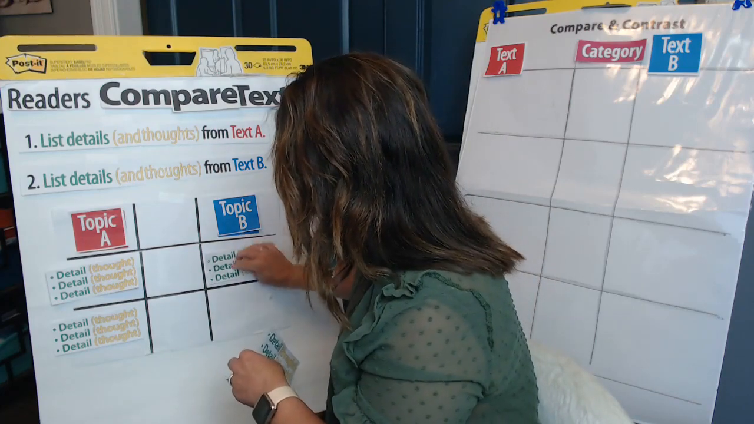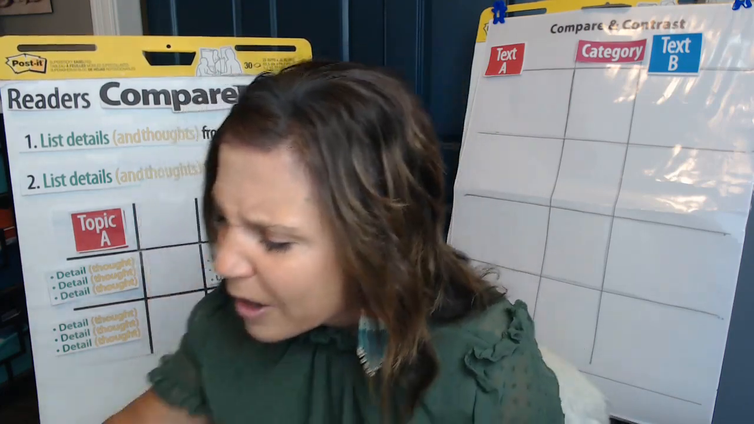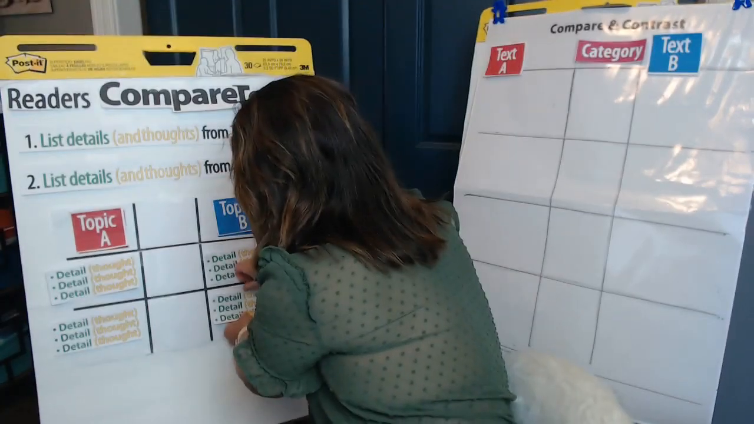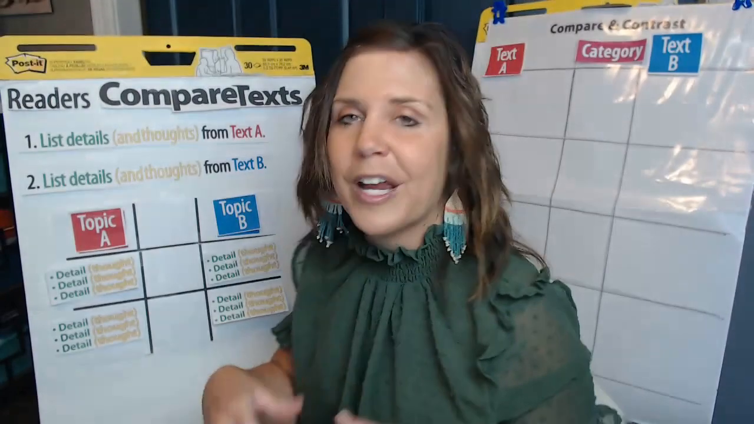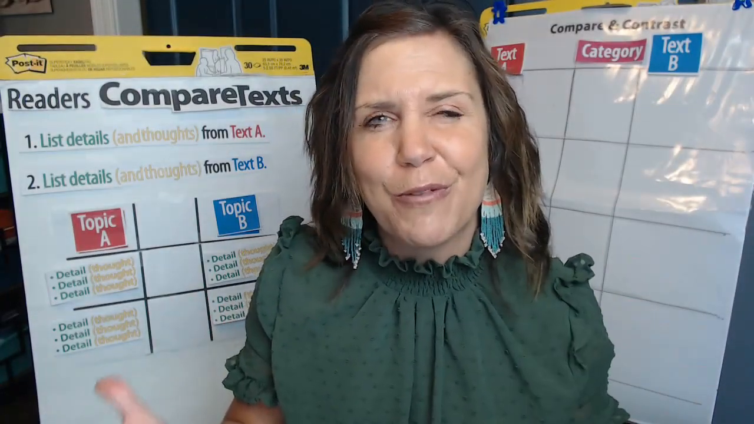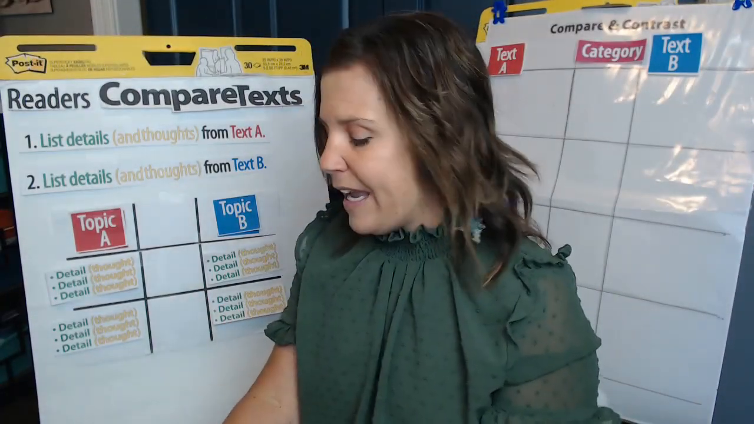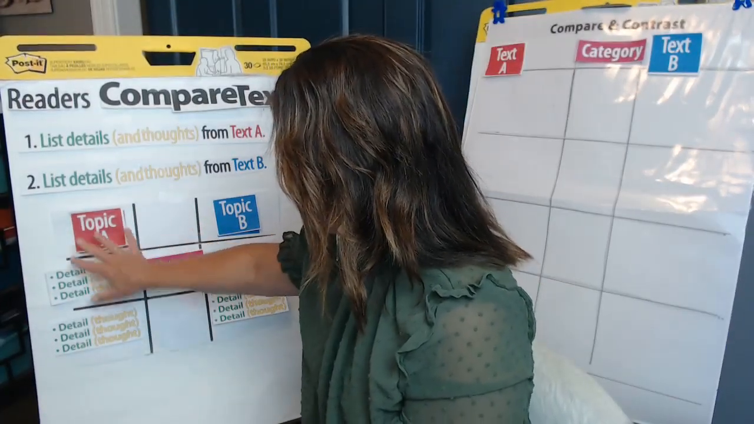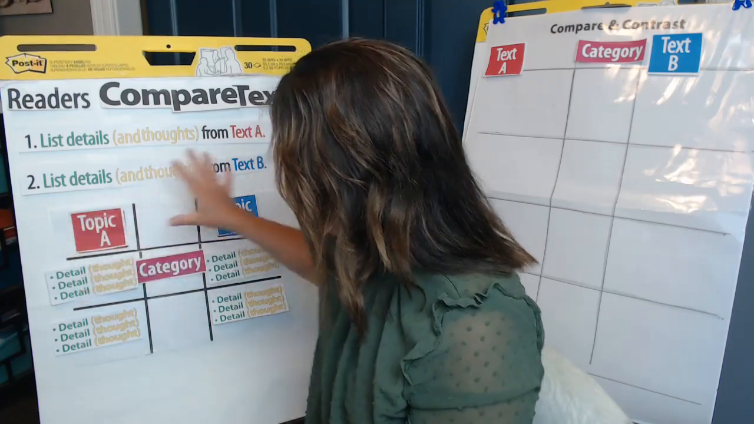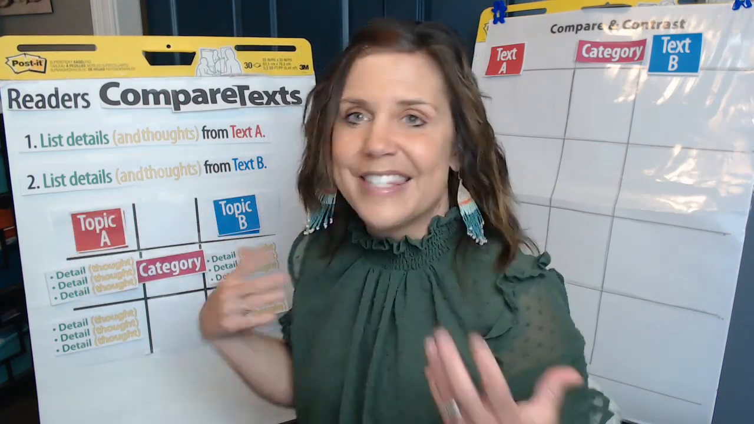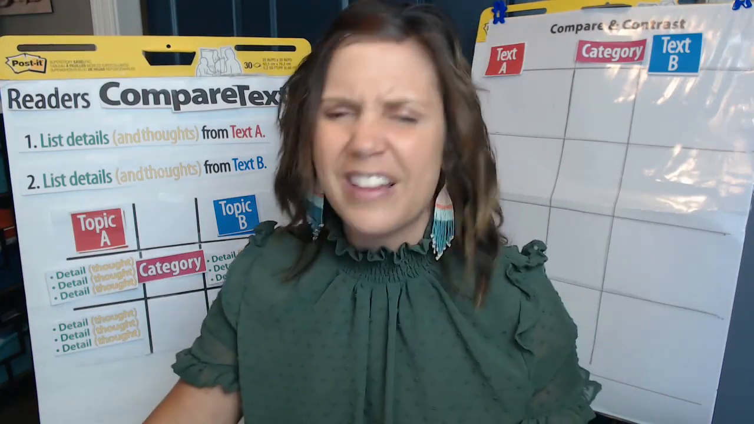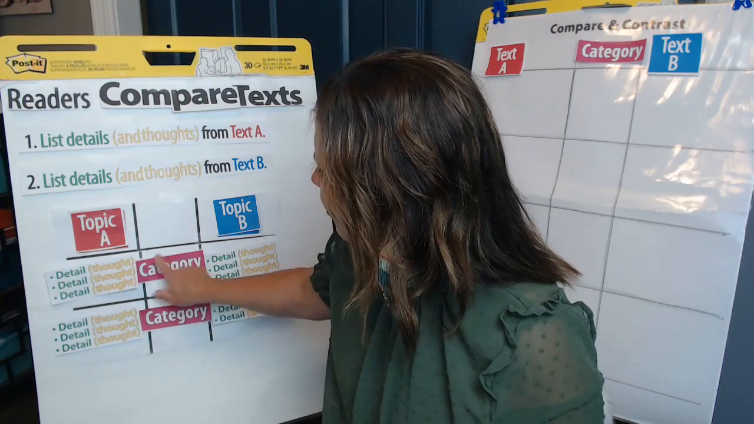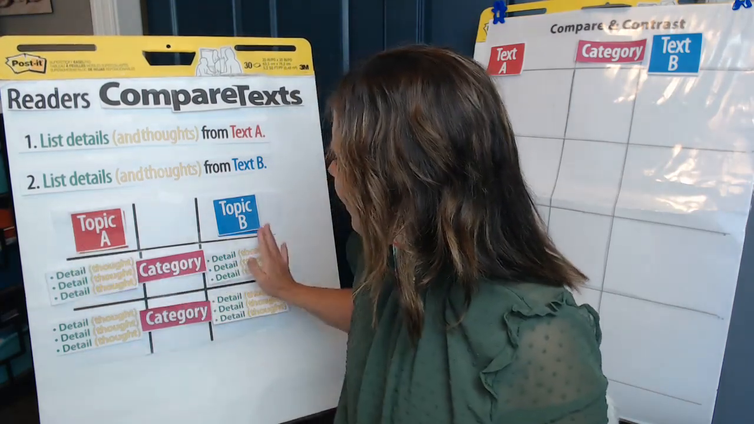Okay? And so you probably think, well, what goes in the middle? What goes in the middle of this T-chart? And that is going to be your categories. So say you were looking at two different stories. That's where one category might be the characters. You're going to look and compare the characters that were in the first book and then the second book. Or it might be the setting, or it might be the problem, or the lesson they learned. Those are the types of categories that you would have in the middle if you were comparing two different fiction books.